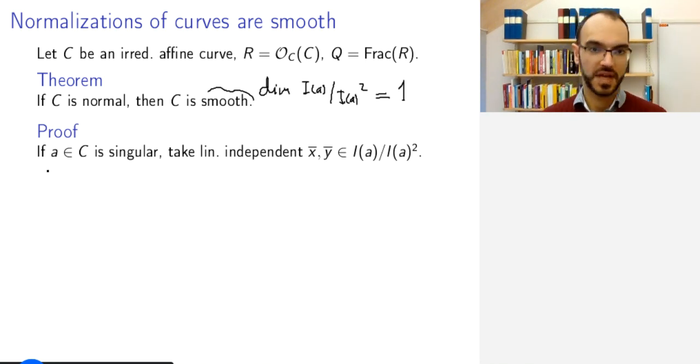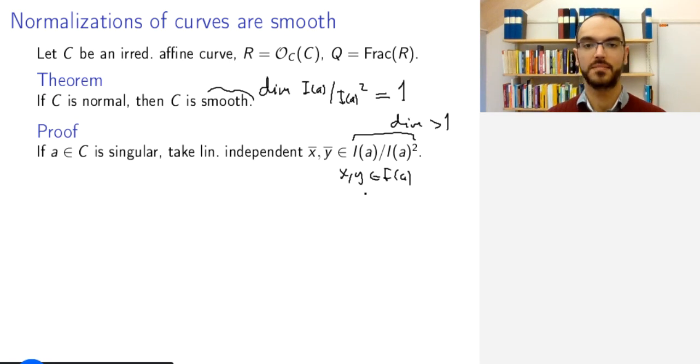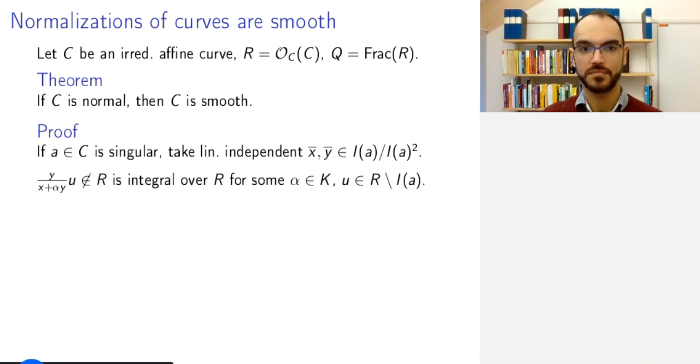So in the proof, I'm assuming that I have a point that is singular. Then I know that this thing has dimension at least 2. So I can find x and y in I of A so that their classes in this quotient are linearly independent. Assuming that I do have such linearly independent elements, I will rather construct a strange element of the field of fractions that is not in R, but that is integral over R. So showing that R is not normal and therefore C is not normal.